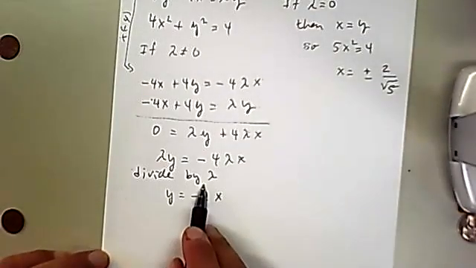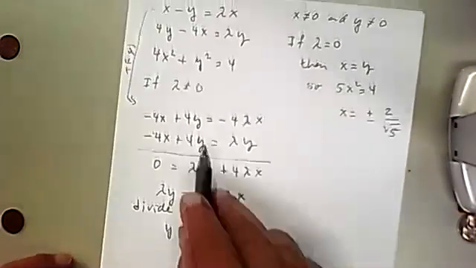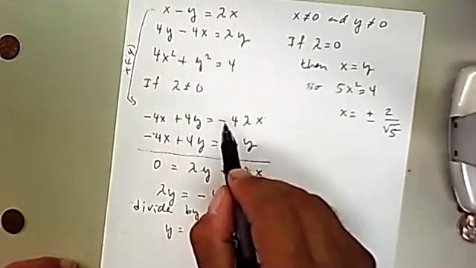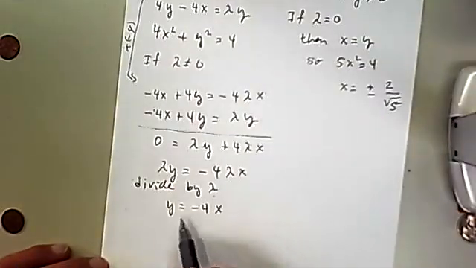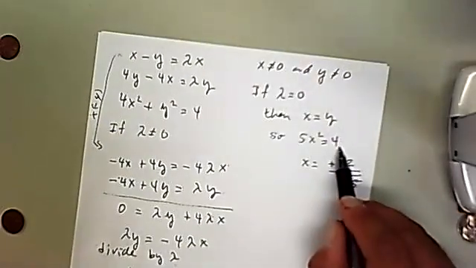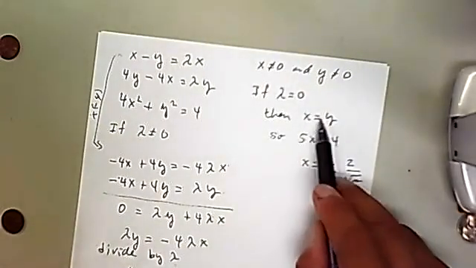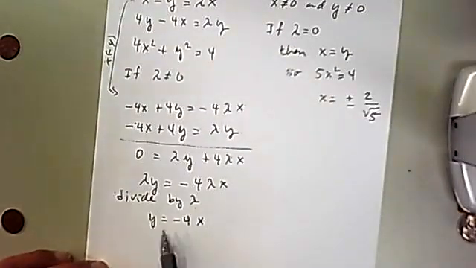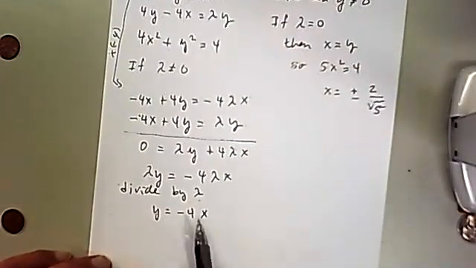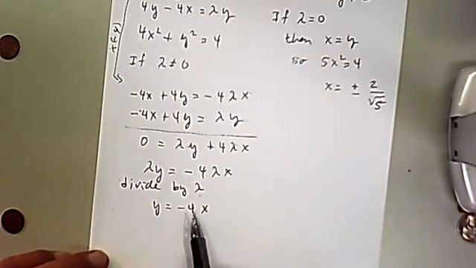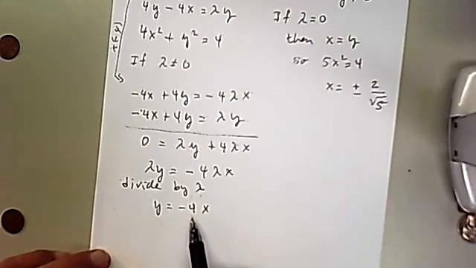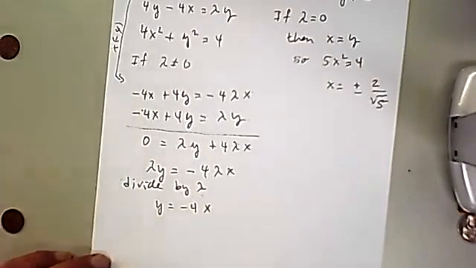See, the reason why we were able to divide by lambda is because we're in the scenario where lambda is not 0, so dividing is not a problem. And we have a completely different relationship than here. Here we have the relationship that x equals y. Here, y is negative 4x. They have opposite signs to start with, and one is 4 times as much as the other.